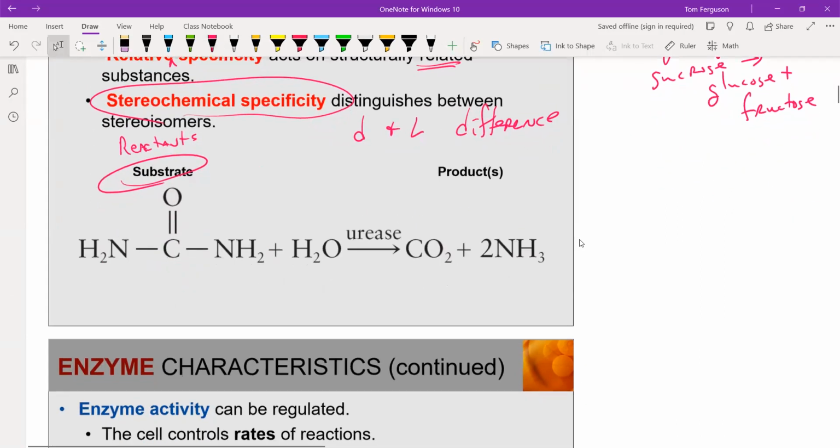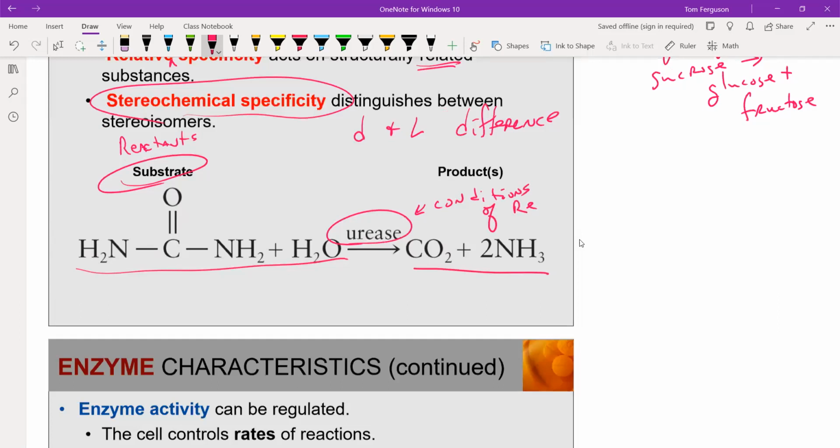Okay, so whenever you have an enzyme reaction, they always list the substrate, product, and over the arrow is the enzyme that does that. Always in 3 parts. So this would be the conditions of the reaction. And of course, there's a pH and temperature component as well.